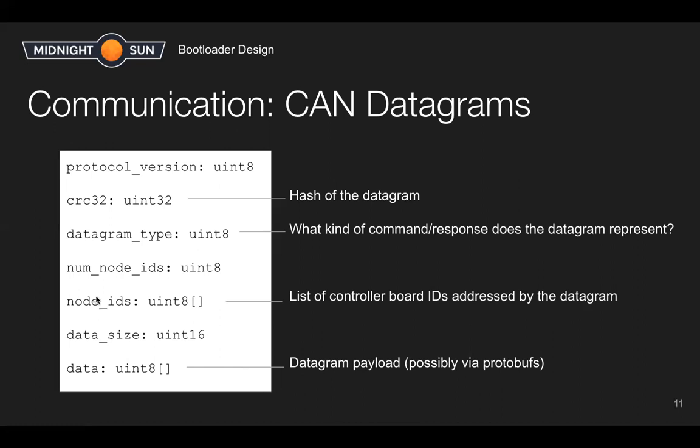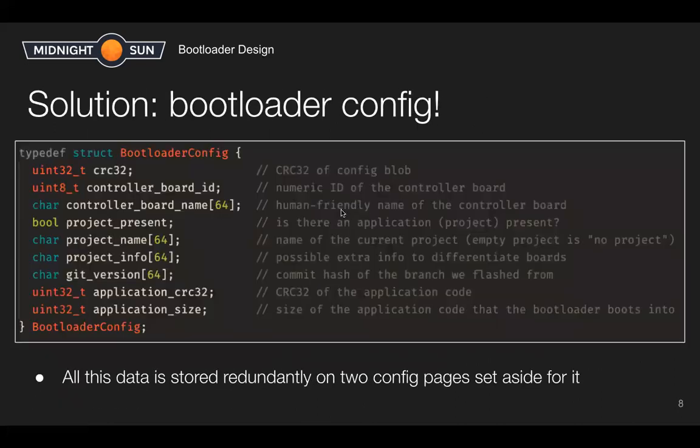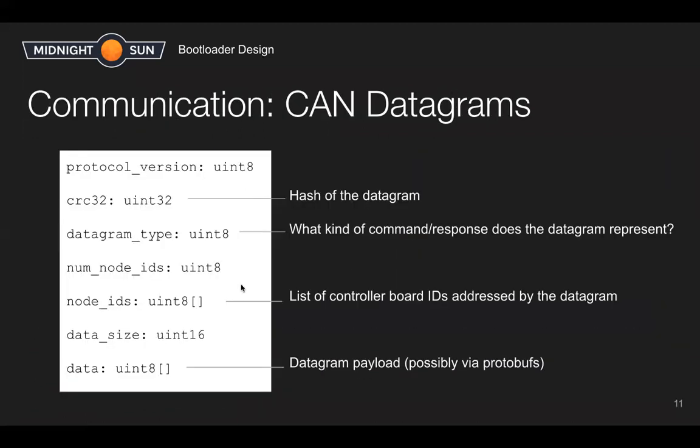Then we have an array of node IDs. This num node IDs field is just the length of the node IDs field. The node IDs are the list of controller board IDs that are addressed by the datagram. If you'll recall, every controller board has a controller board ID. So that's the list of controller board IDs that should receive the datagram and act upon it. Or we can specify the special node ID 0 in order to have the client script receive the datagram.